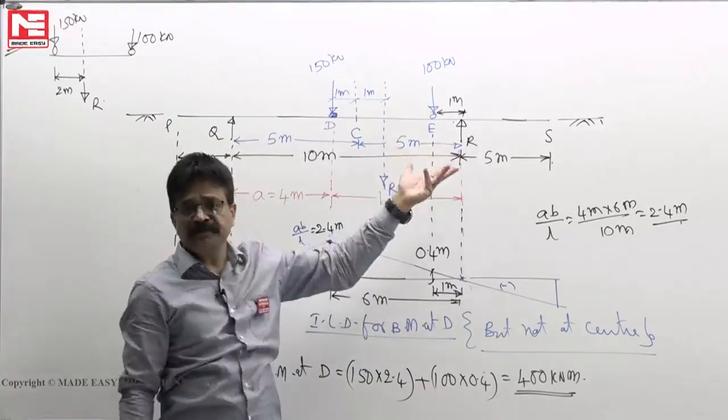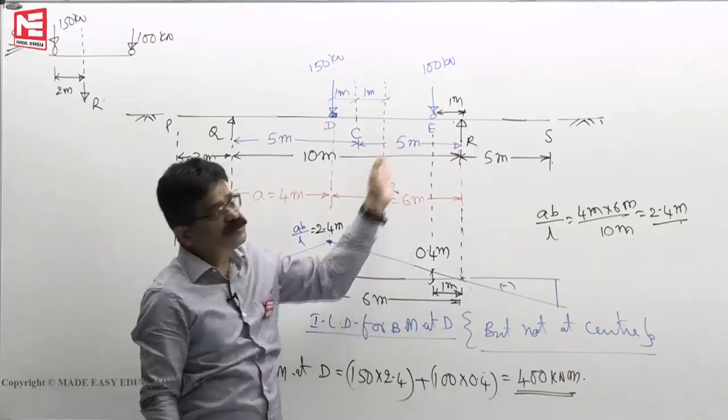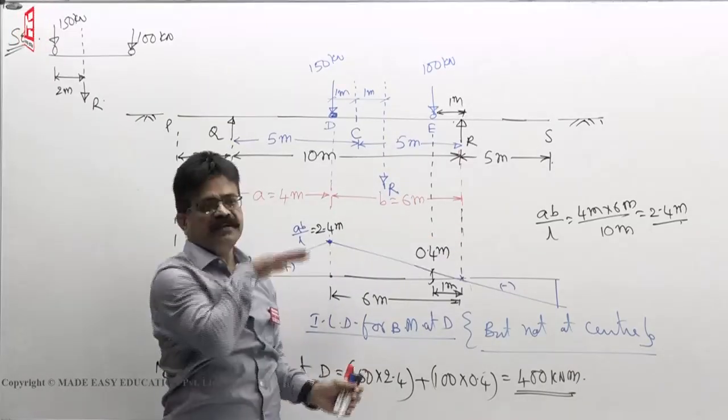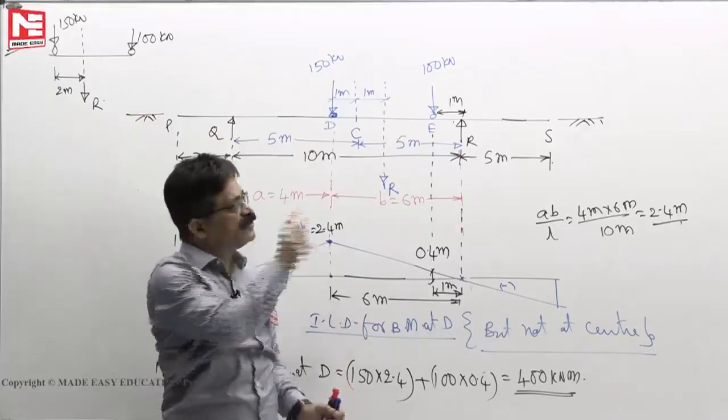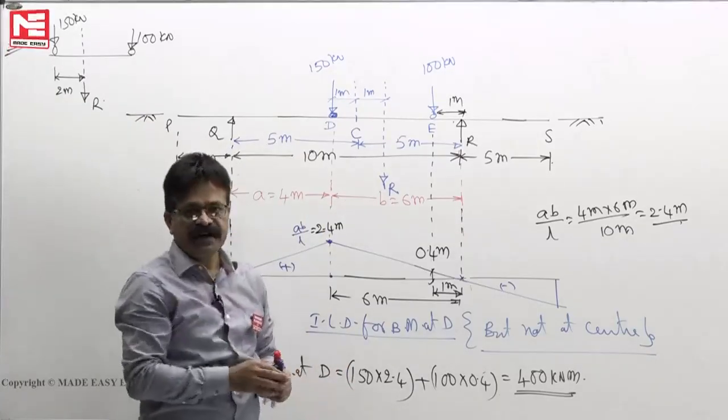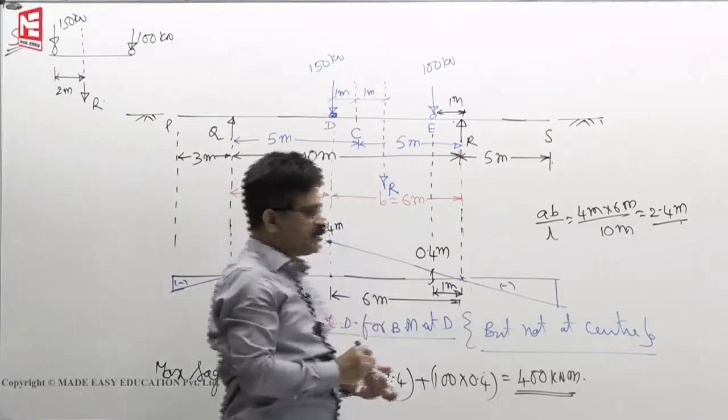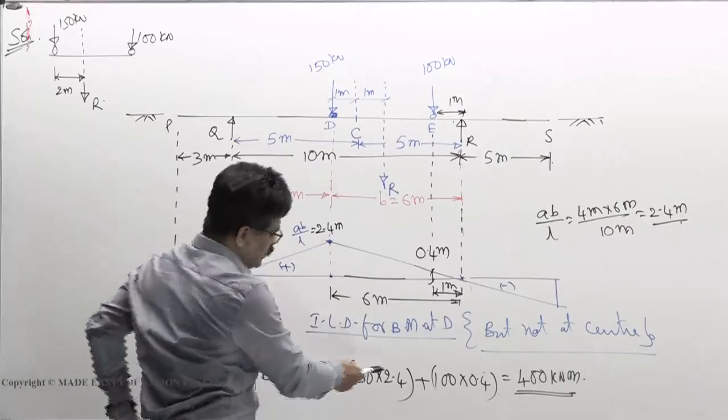How to get maximum negative bending moment? That you have to keep in the overhang portions. That overhangs behave like cantilevers. So cantilevers we will study again. Then we see how to draw the ILDs for bending moment for cantilevers. So one paper they asked like this.